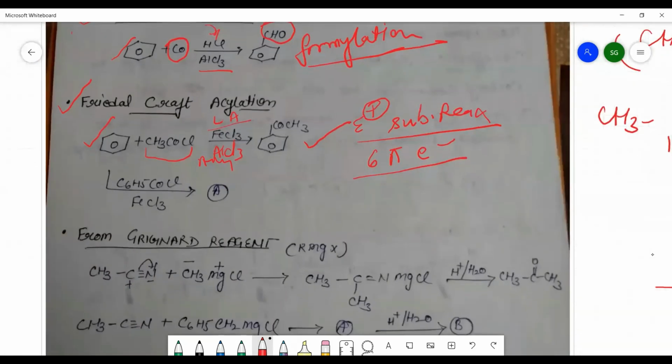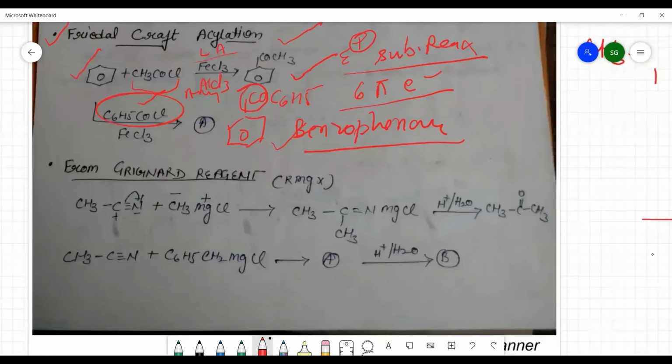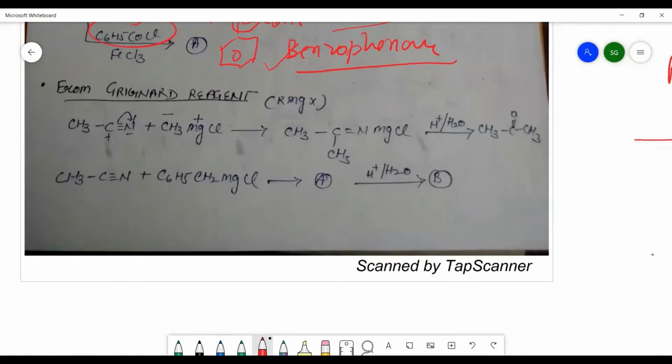So whenever we are adding the benzoyl chloride, अभी हमने ऊपर भी किया था, this is the structure of benzoyl chloride, then there is a formation of benzophenone in which the two phenyl groups are present along with the carbonyl carbon. This is diphenyl ketone. तो ये आपका हुआ कि फ्रीडल-क्राफ्ट एसाइलेशन में we can form the acetophenone, we can form the benzophenone. Now the another reaction is the reaction with Grignard reagent.